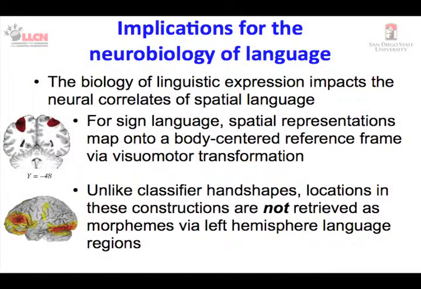And what we argue is that unlike the hand shapes and the classifier morphemes that you retrieve, these locations and movements are not stored as morphemes. They're produced on the fly as you're describing these relationships. And so they're quite different from prepositions or locative affixes, and they're going to use different brain systems for their production. In particular, what you're going to see is bilateral SPL, superior parietal activation.